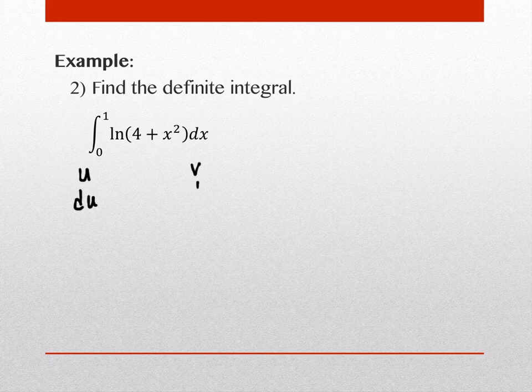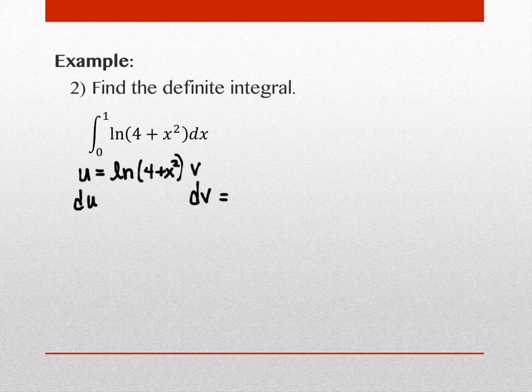U du, v dv. U is the natural log because that's the part we don't know how to take the antiderivative of. So we're going to take the derivative of it instead. And although it's not very interesting, dv is dx. All right, so the derivative of natural log is what? 1 over whatever's inside of it. In this case, that would be 1 over 4 plus x squared times 2x.